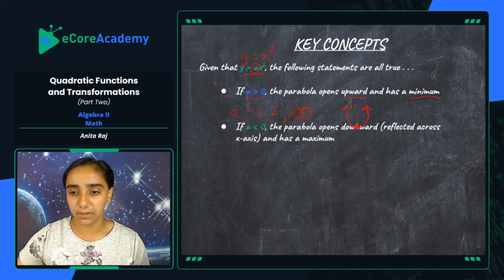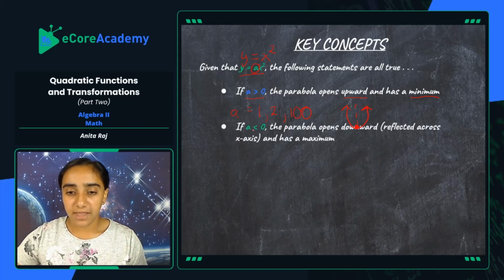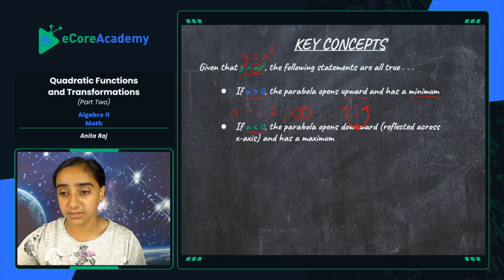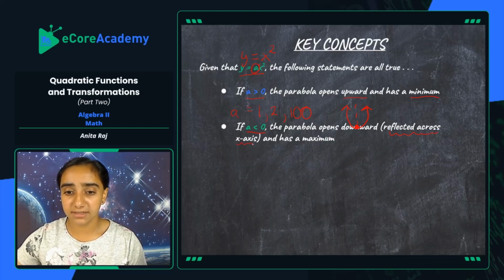Let's look at the second point. If a is less than 0, the parabola opens downward. This says downward, I'm sorry, I drew a little bit over it. That means it's reflected across the x-axis, as we were saying. This is an important thing to consider. It's reflected across the x-axis, and it has a maximum.